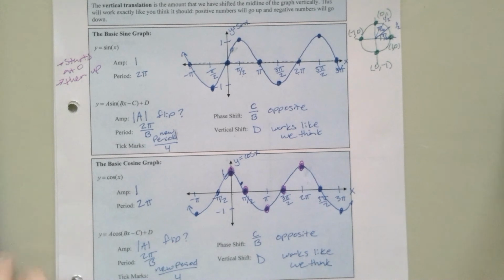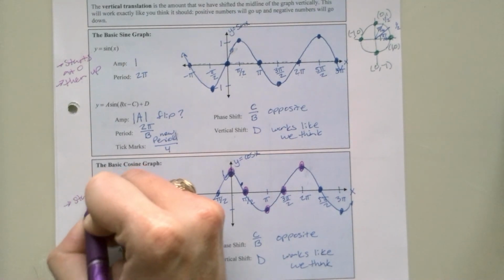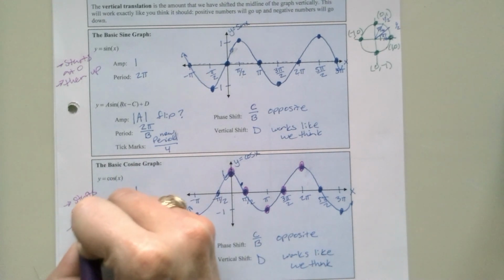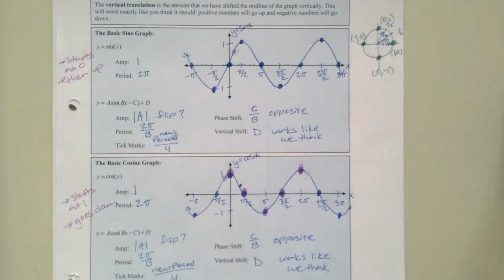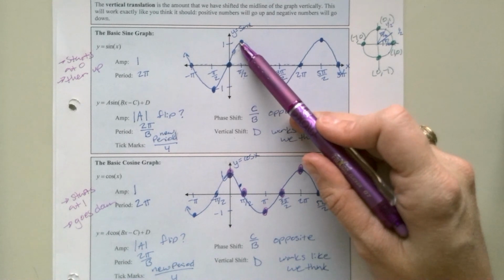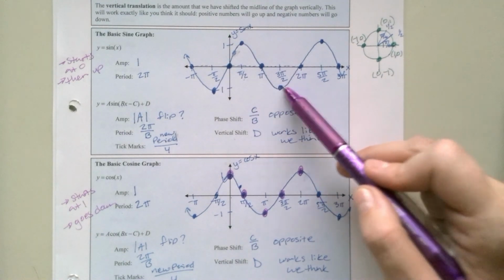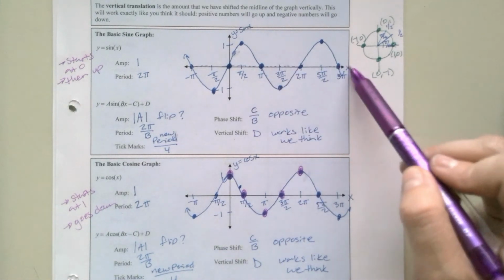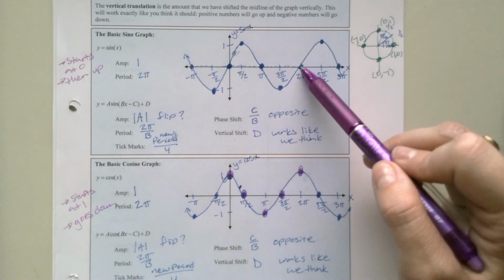What I need you to know about cosine is cosine starts at 1 and then goes down. Sine starts at 0 and then goes up, back down to the midline, down, back up to the midline. Notice at every other dot we're going back to that midline. We're either going up and down to the midline or down and back up to the midline.